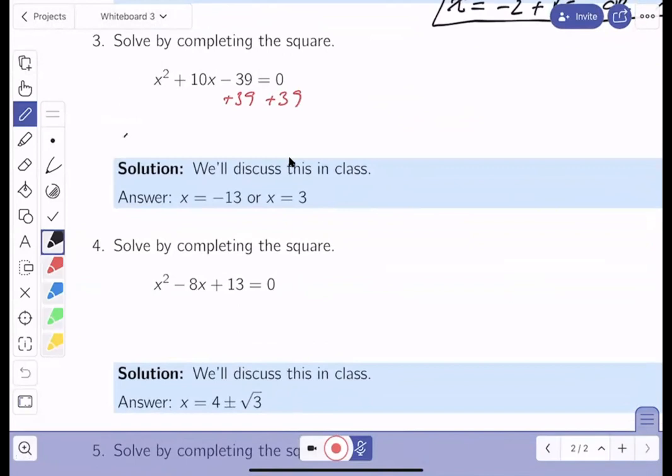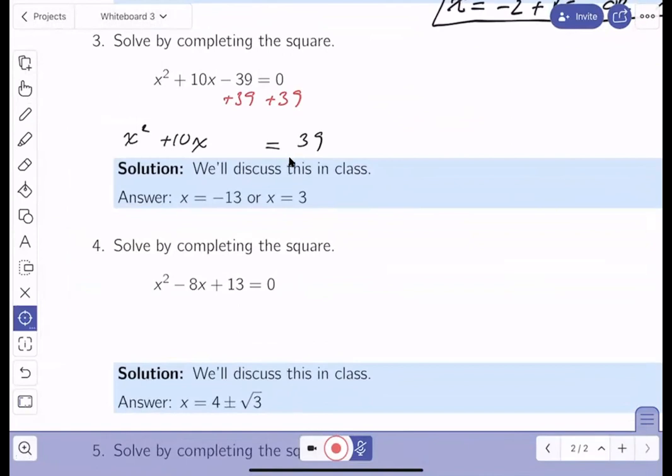What would you get there? Well, not too bad. You get x squared plus 10x equals 39. Remember, we're taking half of the coefficient of the 10. This only works if the coefficient here is 1, and it is.